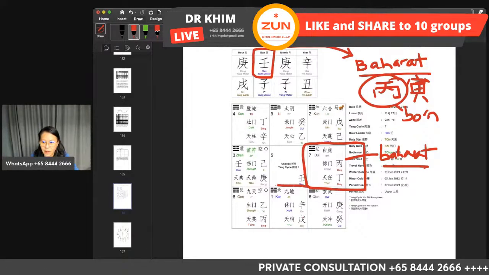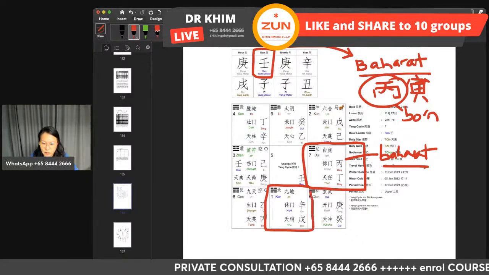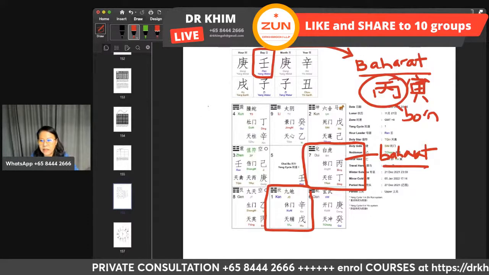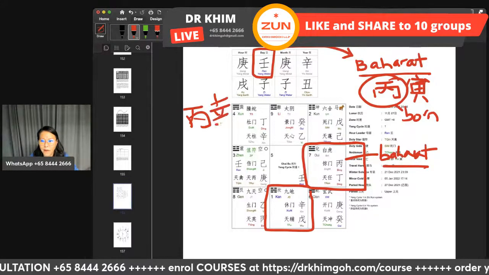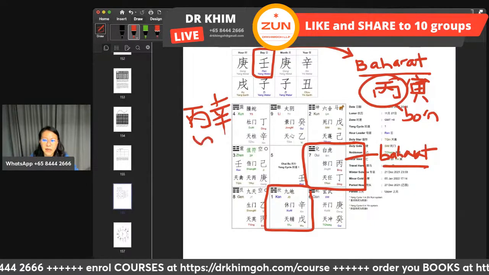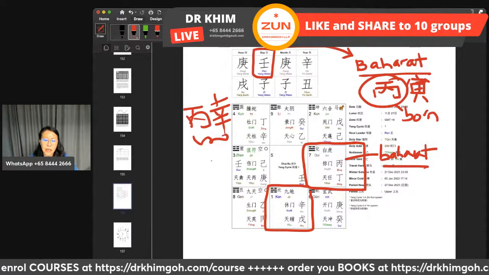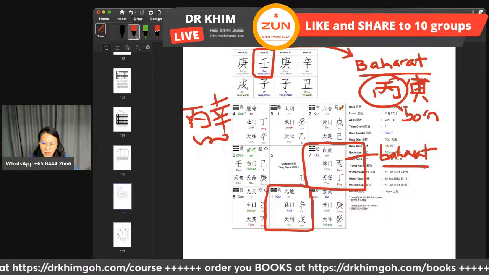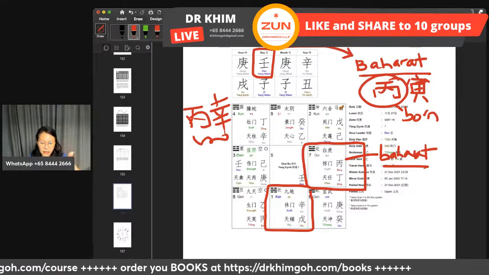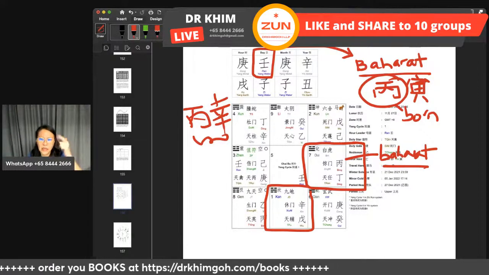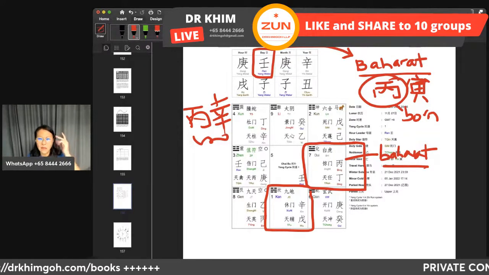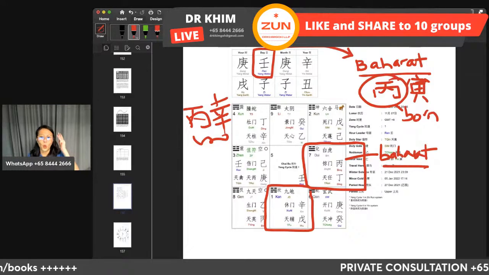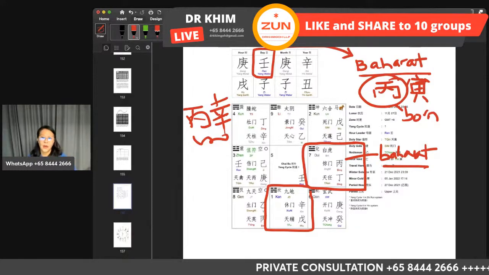Sing is the wife. This is the wife, Sing. Bing Sing. Bing is the husband. Sing is the wife. Bing Sing is husband and wife in the heavenly stems. Jia Ji is husband and wife. Yi Geng is husband and wife. Bing Sing is husband and wife. Ding Ren is husband and wife. Wu Gui is husband and wife.